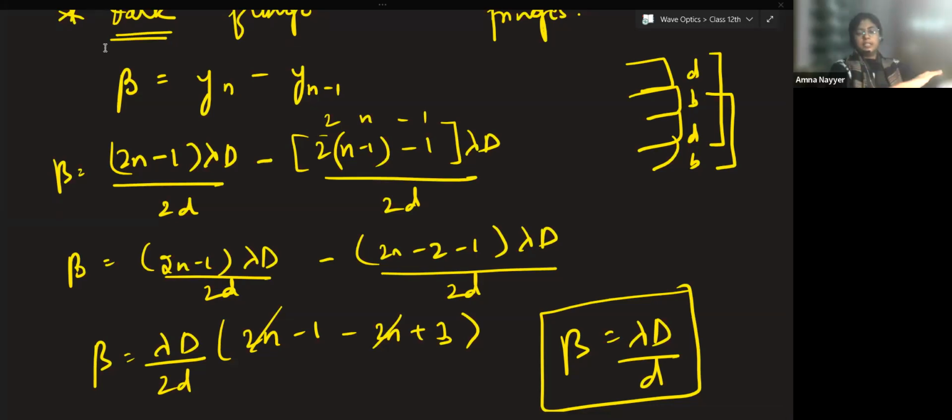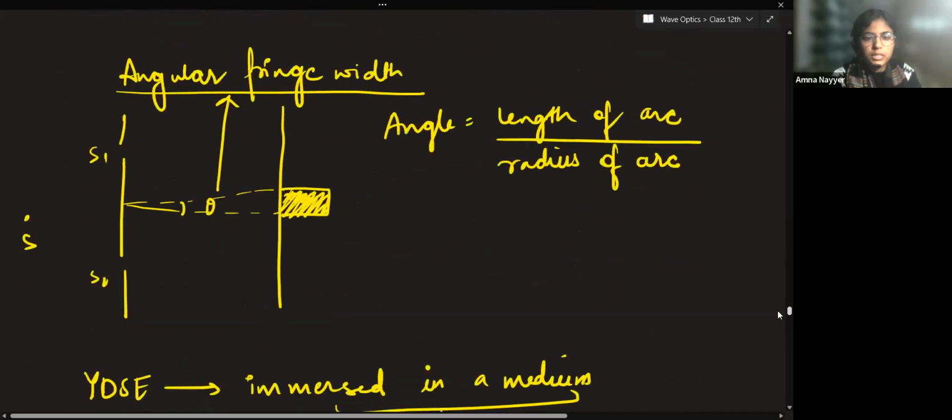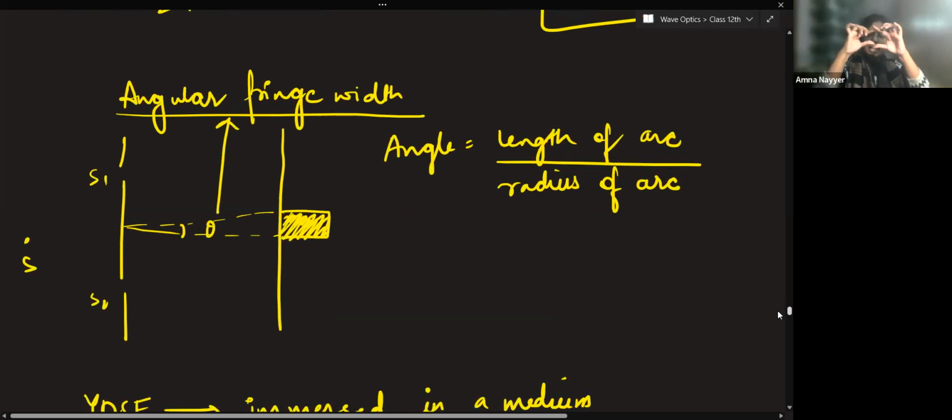Class, one more thing regarding angular fringe width, now very small topics are there. Central bright fringe, let's say this is this much thick. So from the edges, if you will see at the slit center, it will be subtending some angle. That angle is known as angular fringe width. Fine, that is known as angular fringe width. So this is the angle that is subtended by the central bright fringe.